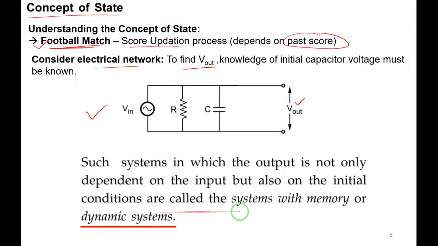Why do we call it a dynamic system? It is a system having memory. We just have to define it. Systems in which the output is not only dependent on the input but also on the initial conditions are called systems with memory or dynamic systems. The dynamic systems are those in which the output depends on the input as well as the initial conditions. What is the initial voltage across this capacitor? Also the input. Such systems are called dynamic systems, the systems in which the output depends on the input as well as the initial conditions of the system. We call such systems dynamic systems or systems with memory.